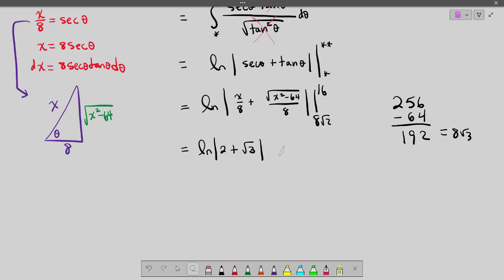All right, now we have to plug in the lower limit and subtract. So we're going to have minus natural log of the absolute value of, plugging in 8 root 2 there, 8 root 2 divided by 8 gives us root 2. And then we're going to have some other crazy thing here. So what do we get there?